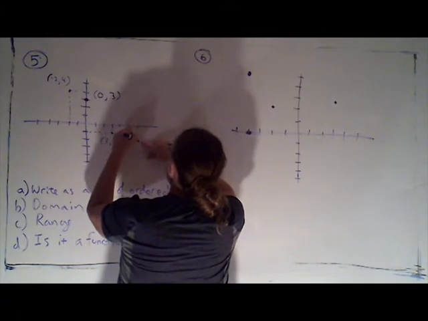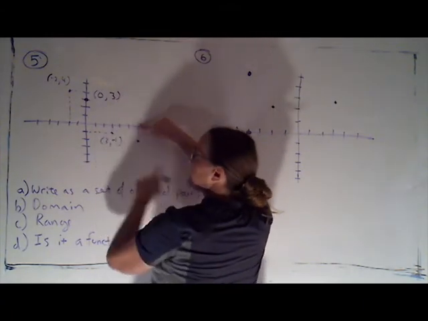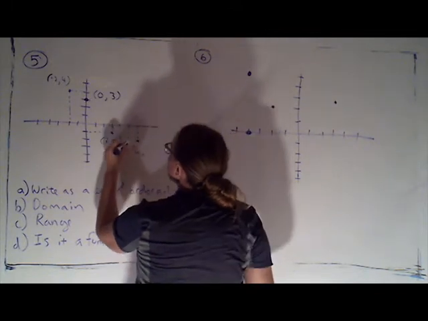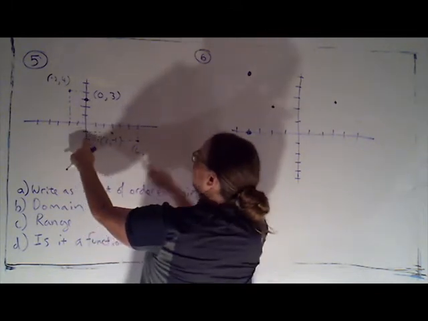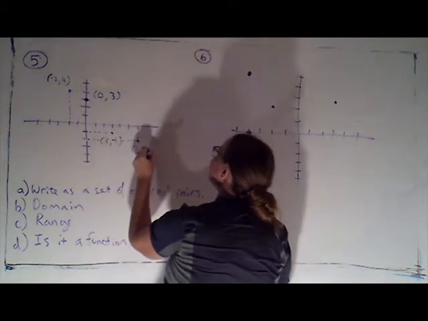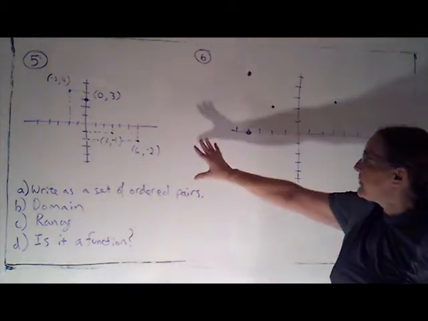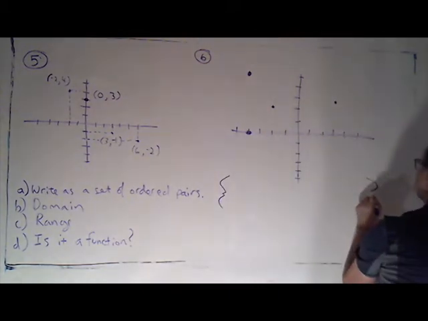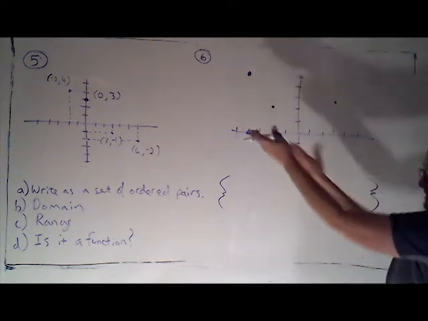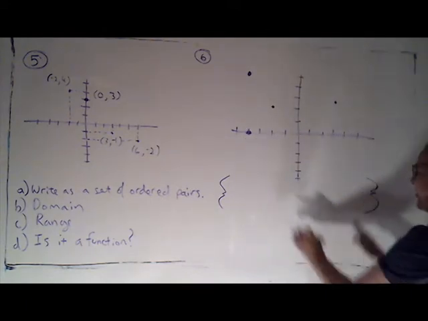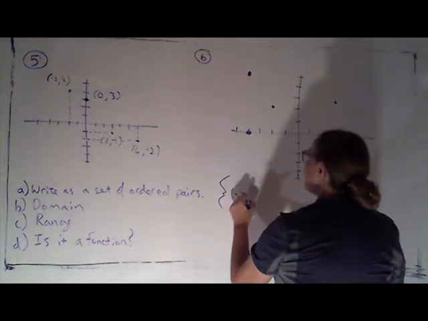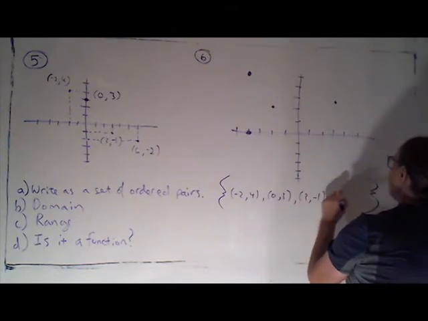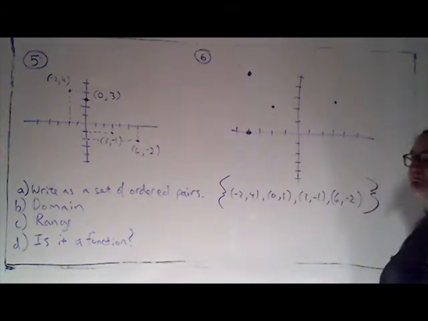For this point, it's directly below this point on the x-axis, which is 1, 2, 3, 4, 5, 6 over. And it's directly across from this point on the y-axis, which is 2 down. Okay. So I've written the coordinates of the points. That's most of the work that I need to do for part A. We were asked to just write as a set of ordered pairs. Now I'm just going to take those ordered pairs that I just wrote and put them inside of set braces. So -2, 4, 0, 3, 3, -1, and 6, -2.